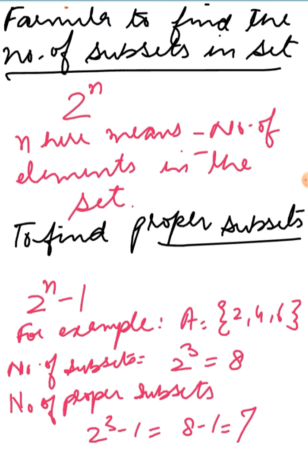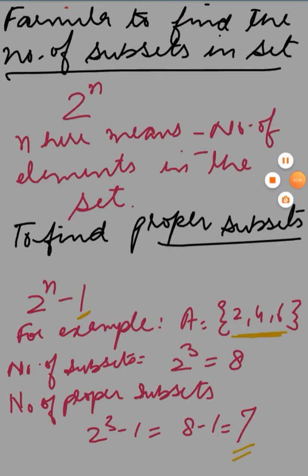if the universal set has all the natural numbers, all the sets which include these numbers are its sets under discussion. Now the formula to find the number of subsets in a set: 2 raised to the power n, where n means the number of elements in the set. To find proper subsets, proper means the set doesn't include the set itself. So definitely we will subtract 1. So it will be 2 raised to the power n minus 1. For example, in this set n is 3, so it is 8, and 8 minus 1 is 7. So I hope it's clear to you.